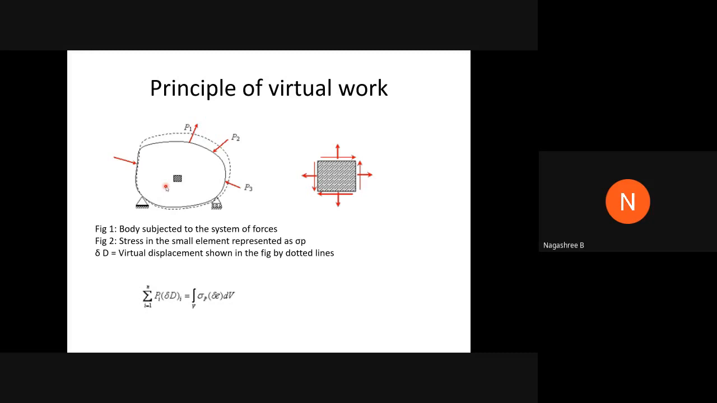While the body is displaced, the real forces acting on the body move through these displacements. P1, P2 and P3 are the real forces. When they act on the body, it is assumed that they move through this displacement. The initial position of the body is represented by the straight lines, and the final or deflected position of the body is represented by the dotted lines due to the action of the forces P1, P2 and P3.